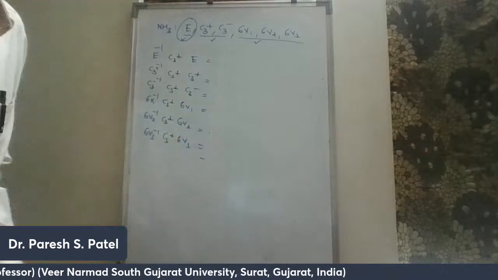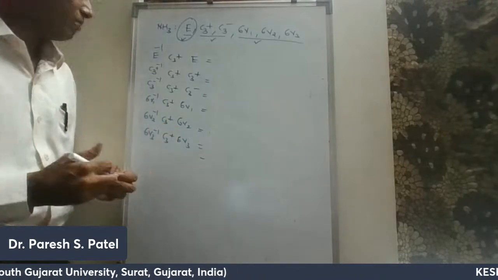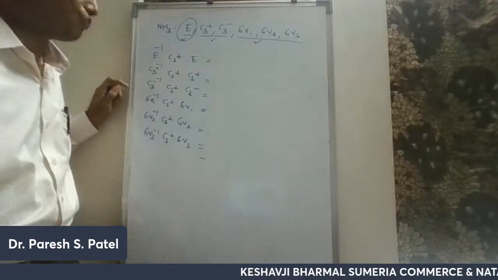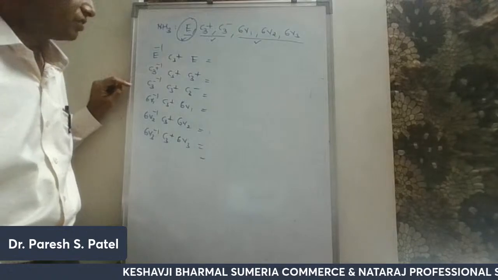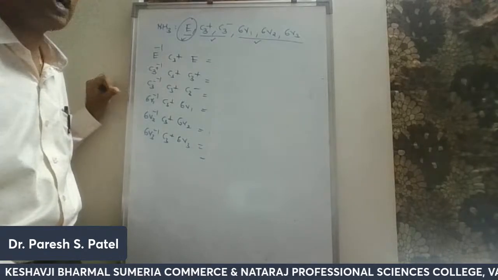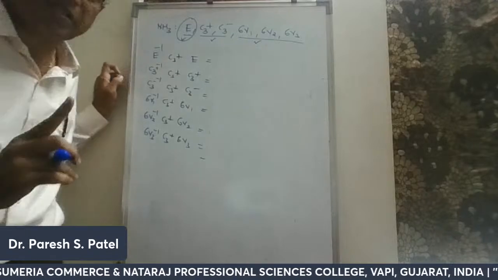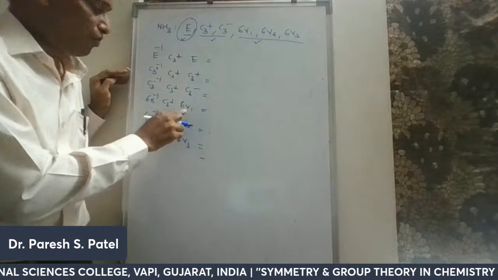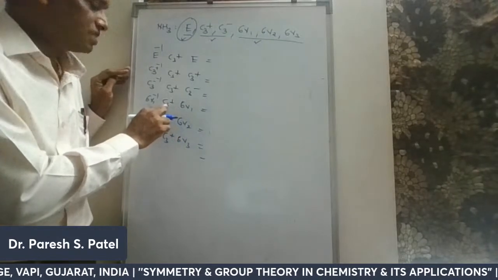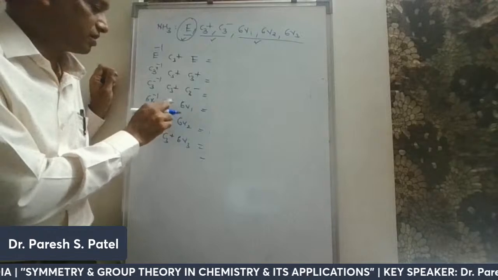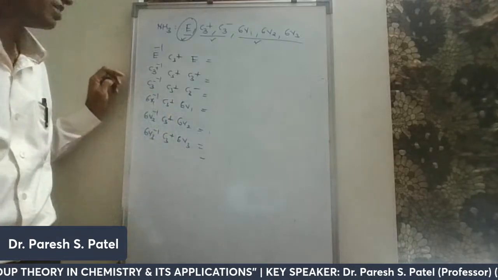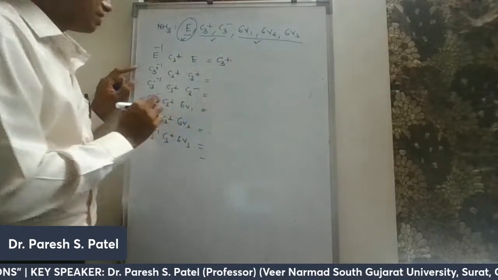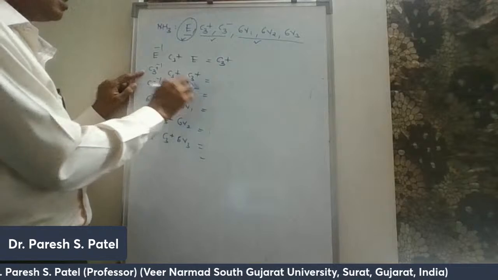In case of ammonia molecule, we have to remember that for rotation followed by the reflection, we have to consider the position of these hydrogens before the reflection. So dear students, remember that if we operate rotation followed by the reflection, then before reflection we have to consider the original position before the rotation symmetry operations. So let us start. E inverse C3 plus E is equal to C3 plus. C3 plus inverse C3 plus C3 plus.